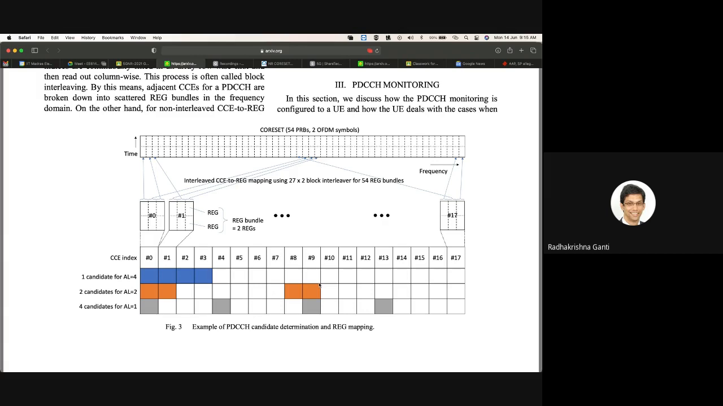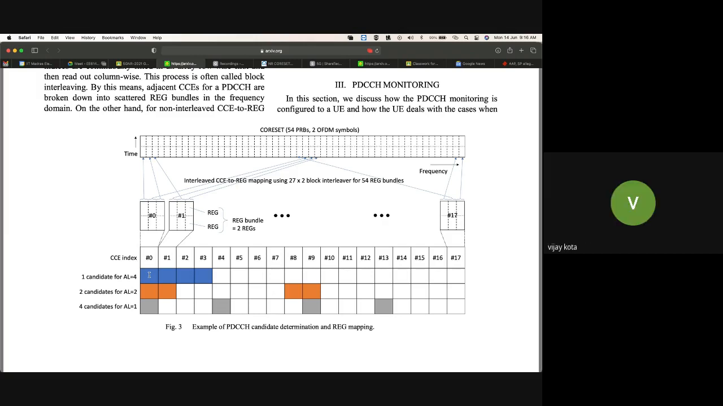Okay, so this is what are called search spaces. The search space for aggregation level 2 is the CCE that starts at 0 and the CCE that starts at 8. The search space for aggregation level 1 in this core set is the CCE that starts at 0, 4, 9, and 13. For aggregation level 4, it is the CCE that starts at 0. Is this idea clear?